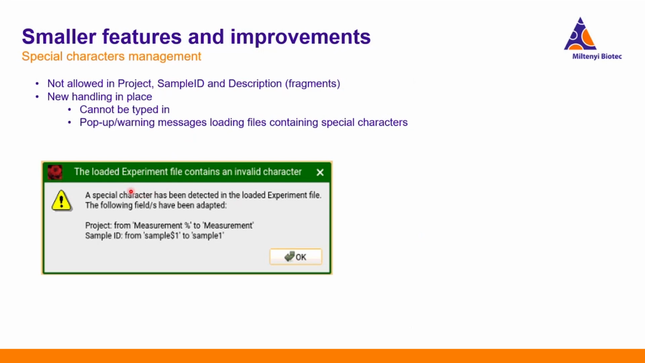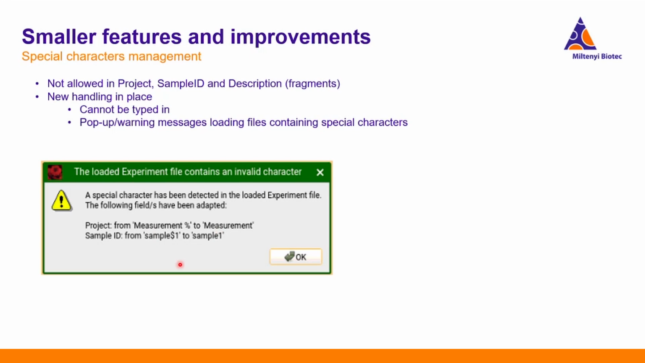So there is a new handling of special characters. So you cannot even type them in anymore into the project or sample ID or description. There is also a pop-up message when you want to load older files which still contain special characters, and then they are transferred from something which is forbidden into something which is allowed in the software.